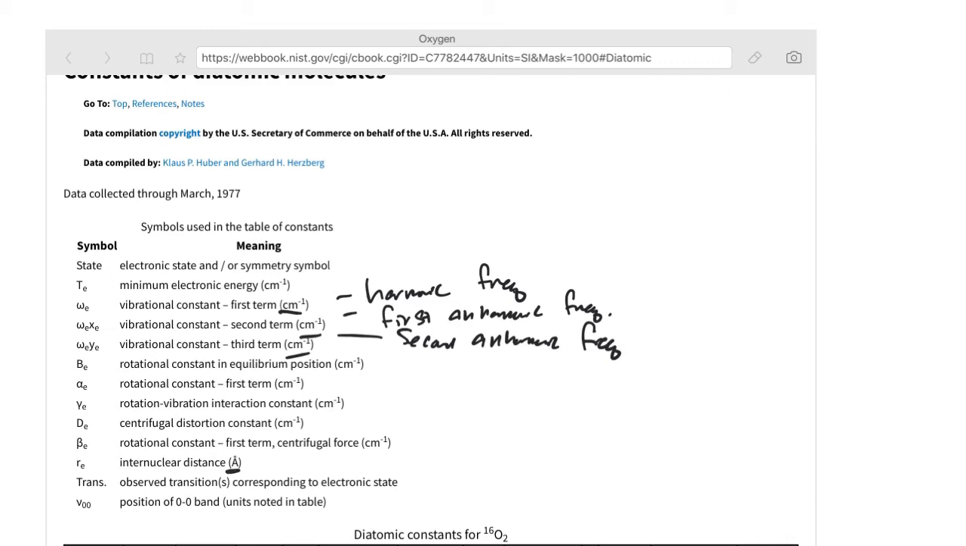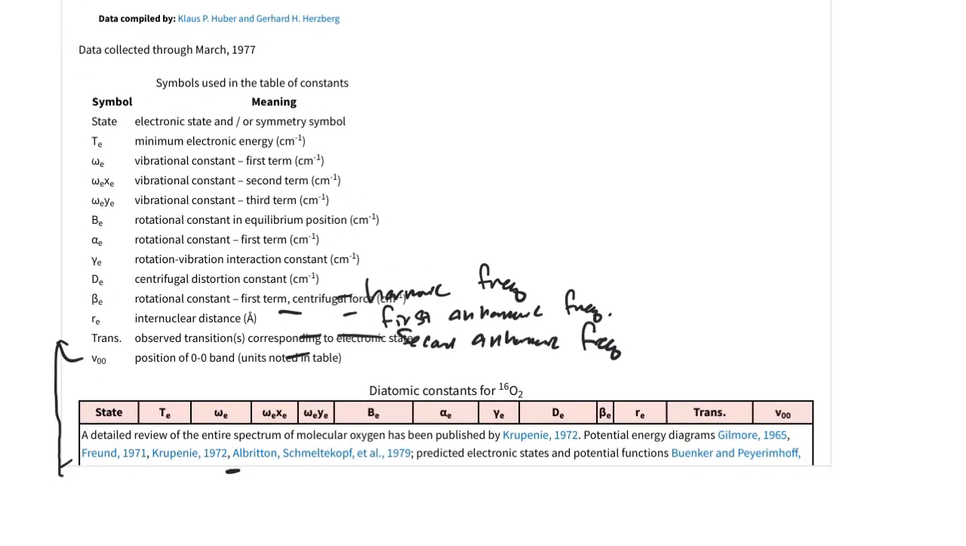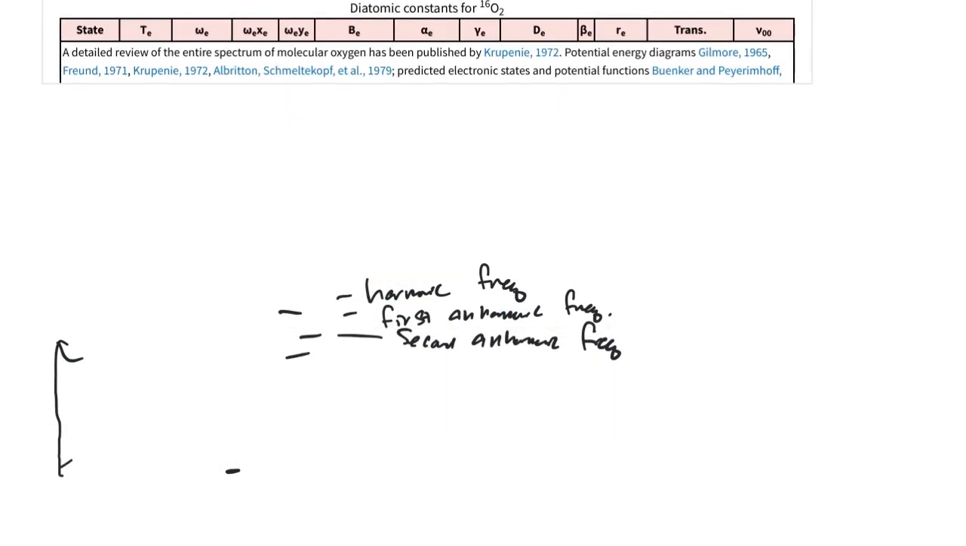We'll see a bond length will be given in units of angstrom. Some of these terms here, I guess from the BE down, we haven't defined yet, but we'll go through what those are later in some future videos. And so let's just scroll down on our chart here.